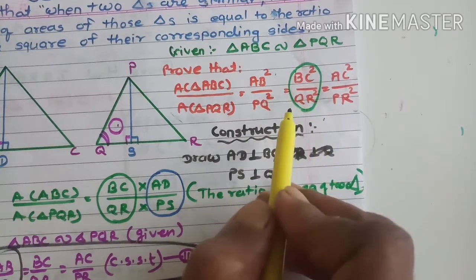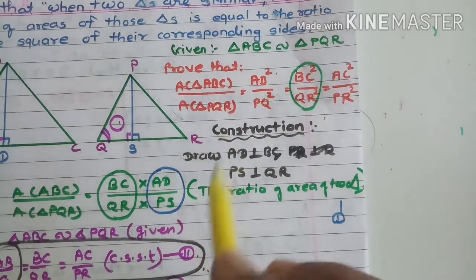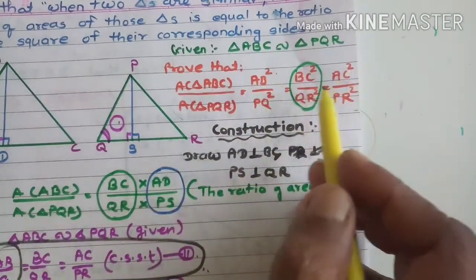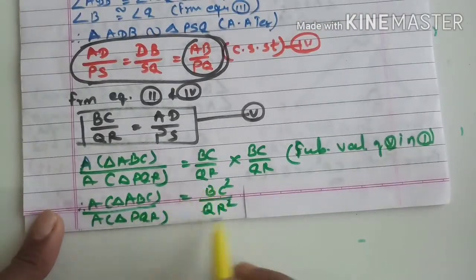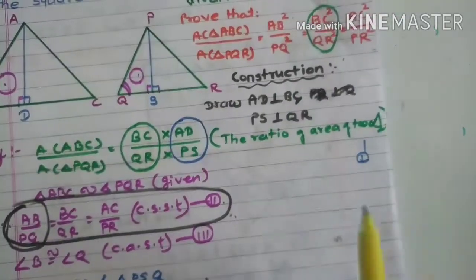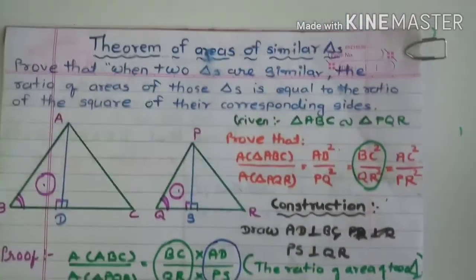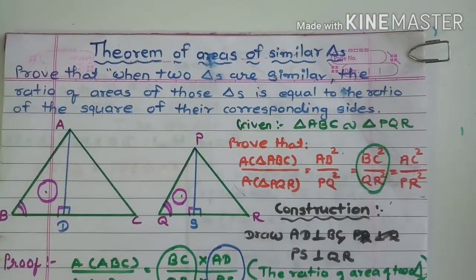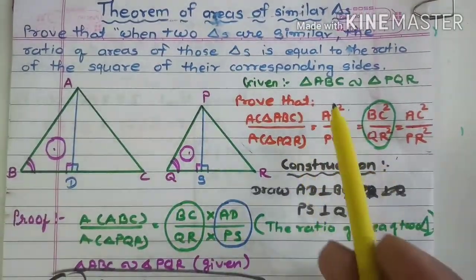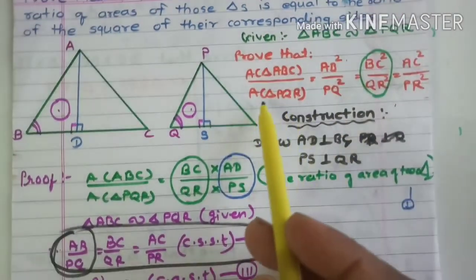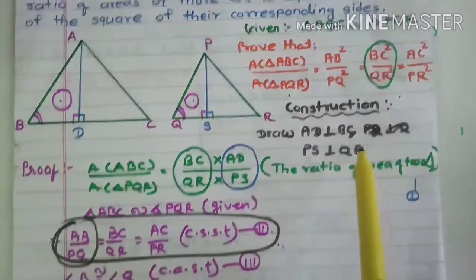Similarly, we can also prove the others. Okay, so no need to write for those, just up to here. If we proved this, then that means we can also prove the remaining things. Okay, so this is how the theorem of area of similar triangles can be proved. First of all, draw a diagram. Okay, ABC is similar to PQR. Then prove that the ratio of areas is equal to the square of corresponding sides.